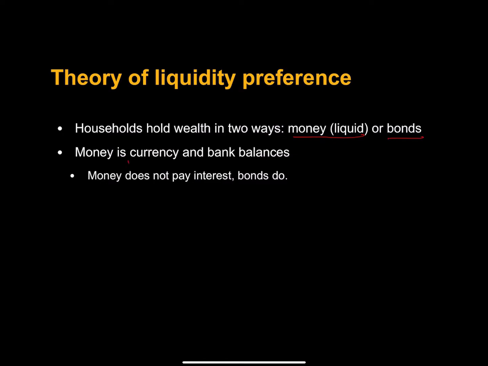Money is considered currency and bank balances. We assume that money balances do not pay interest, but bonds do. And we group all interest-bearing or return-bearing assets into this alternative non-money category that we generally refer to as bonds.